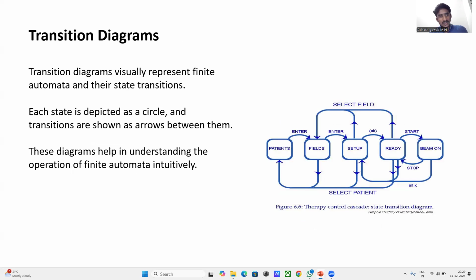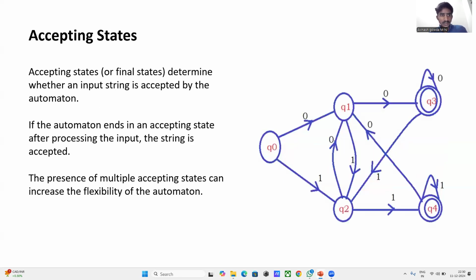Now coming to transition diagrams. Transition diagrams are usually used to represent finite automata and their transitions. Each state is depicted as a circle and transitions are shown as arrows between them, like patients, feeds, setup, ready, and beyond. See the diagram. This diagram can help in understanding the operation of finite automata intuitively.